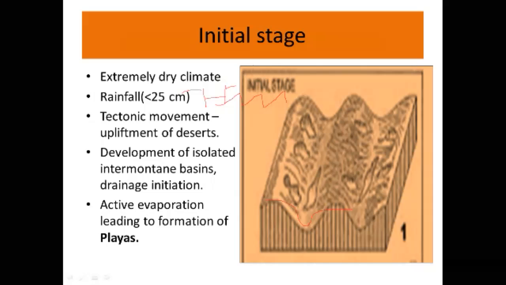Here, drainage is also initiated. Wherever there are sloping patterns, consequent drainage forms, and in the direction of the slope the rivers flow. It's a centripetal drainage system. The water gets collected here and forms a basin. Active evaporation is taking place because it's an arid region and the temperatures are very high in the daytime, and because of that, playas are also formed.